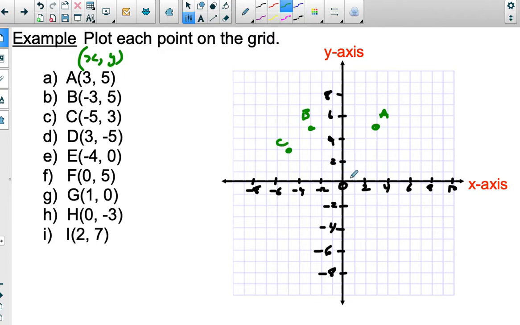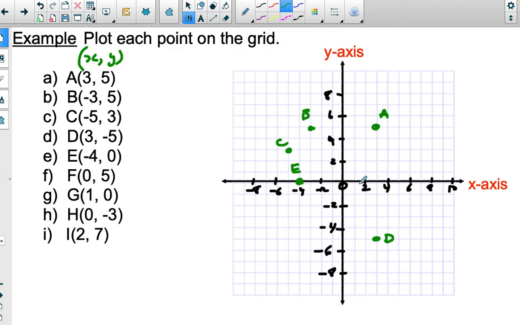And I'm assuming you're all back, so I'll continue doing these. So D, 3 on the x-axis, -5 on the y-axis. Your D should be here. E is -4 and 0. So we go -4 on the x-axis, but we stay at 0 on the y-axis.